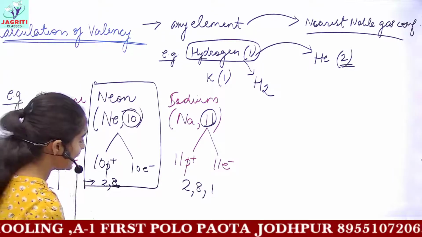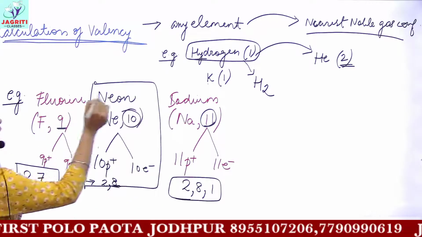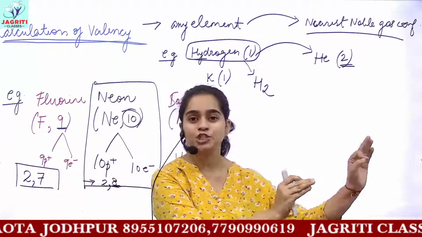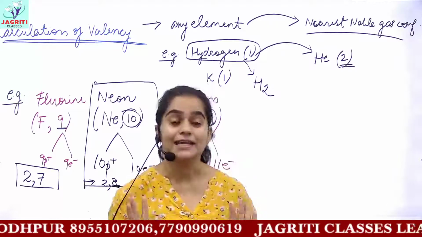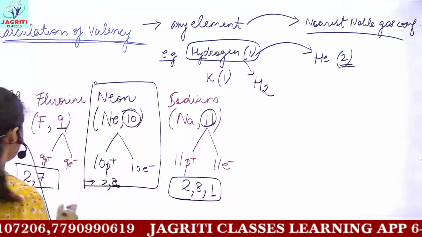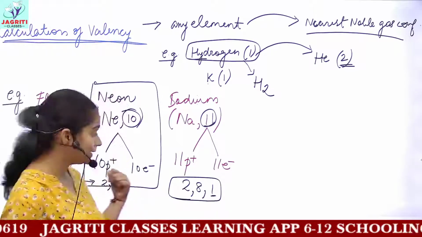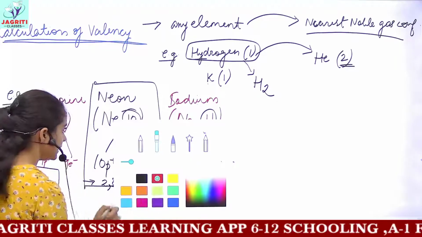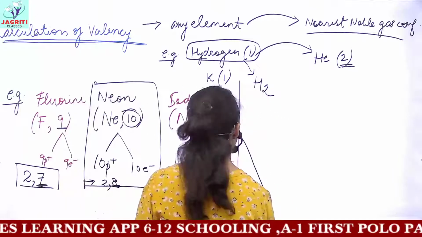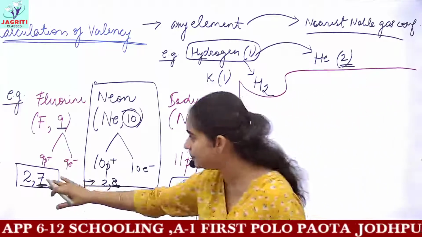Now you can see that according to the octet rule, both configurations, that is fluorine and sodium, are not stable. Because what the octet rule says is that the number of electrons in the outermost shell should be 8. But here in the outermost shell, how many electrons do you have? 1 electron. And here how many? 7. So to gain stability, what can they do? There are 2 possibilities. First, let's discuss the possibility of fluorine. We are discussing what fluorine can do to become stable.